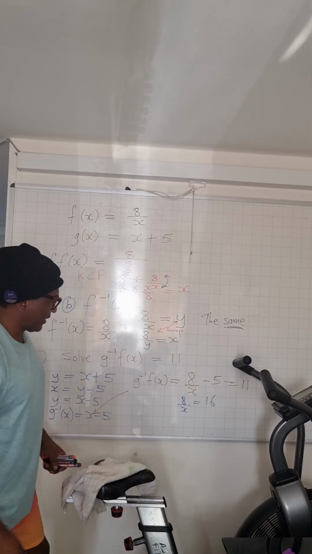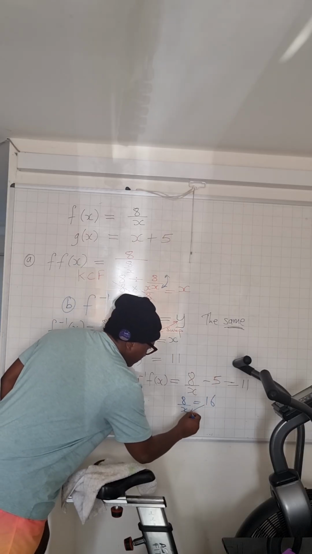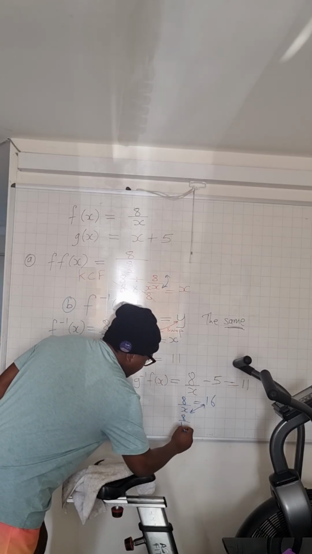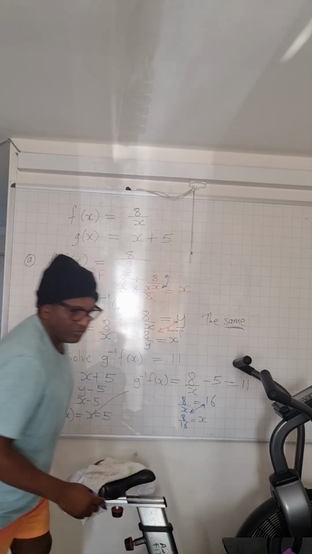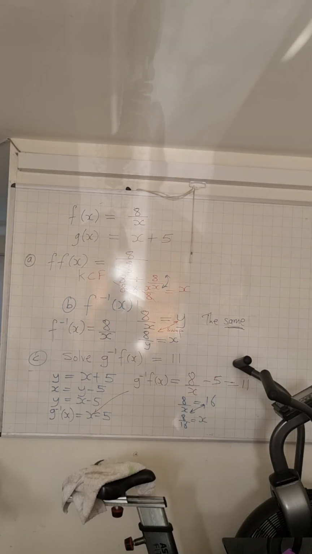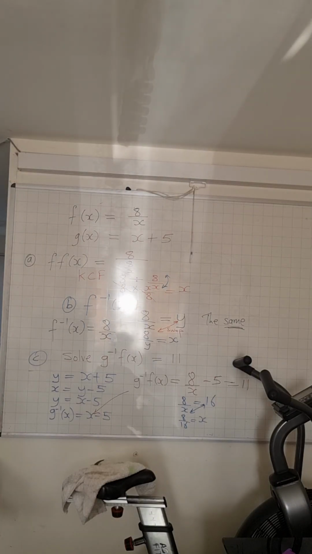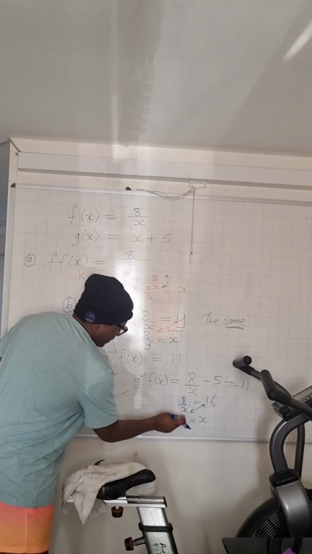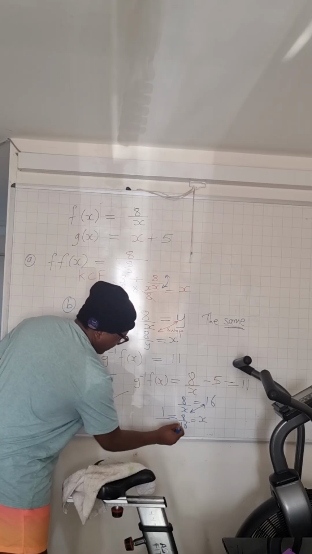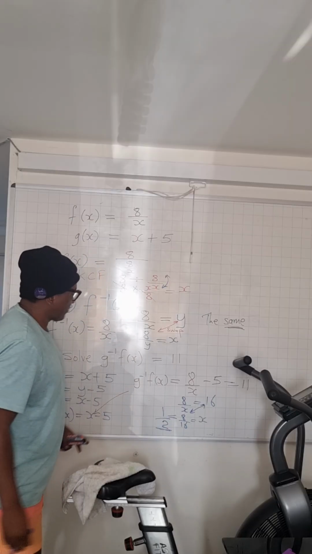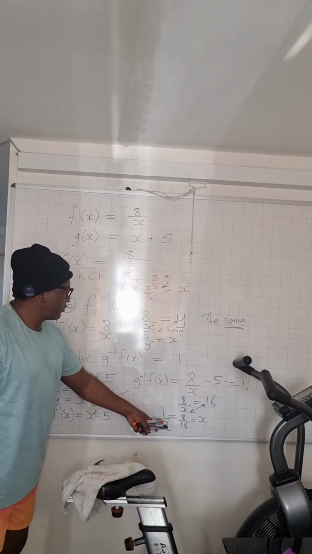So what do we get for x? x equals 8, we swap these two. So 8 over 16 is x. When you simplify that, what's 8 divided by 16? What's 8 divided by 8? 1. What's 16 divided by 8? 2. So it's 1 over 2. So x is 1 over 2. So for part C, 1 over 2.